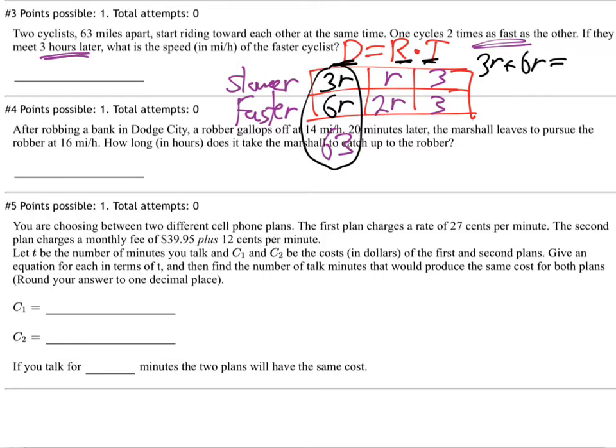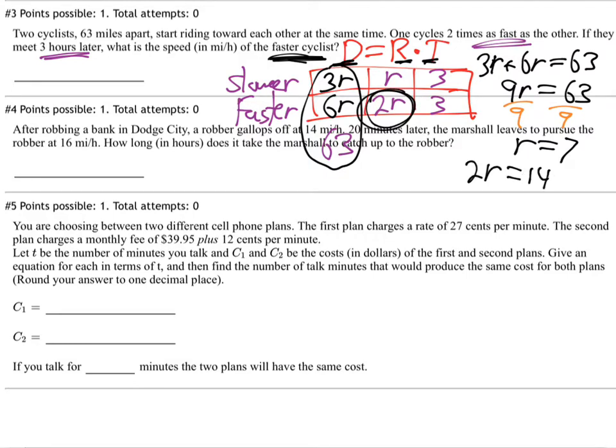3R plus 6R is 63. So 9R is 63. Divide by the 9, and the R is 7. And then you multiply by 2. Because what did they ask for? They asked for the faster cyclist. Faster's right here, right? So 2 times R is 14. So the answer they wanted is 14.